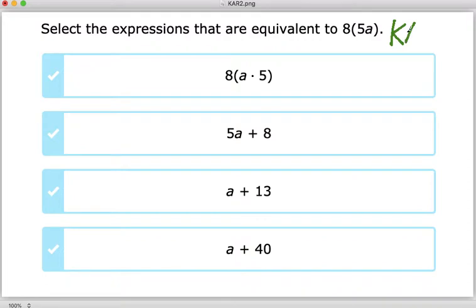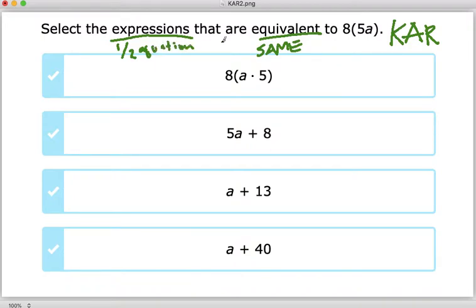KAR in IXL. That's the IXL skill we're talking about. And remember, this one's graded. So once again, select the expressions that are equivalent. Equivalent means the same as 8 times 5a. Expression is half an equation or half of an inequality.